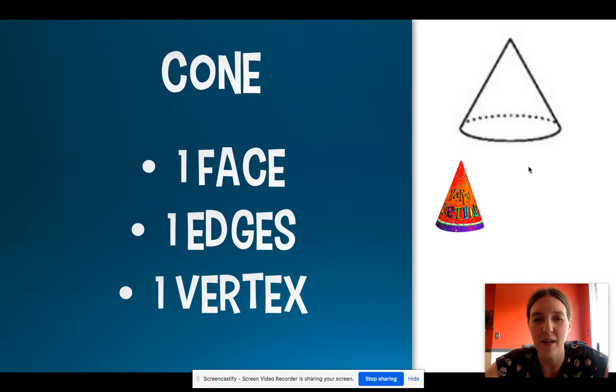A cone is also a special shape. It does have 1 face, its base that it's sitting on at the bottom, a circle here. We can't call this a face because it's not flat. It does have 1 vertex, the corner up at the top, and it does have 1 edge, that edge around the base.